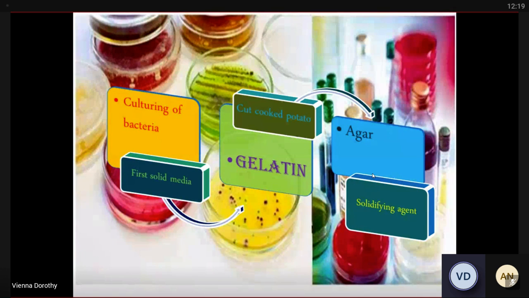Agar is a component prepared from seaweeds, and it does not have any nutritional factor, and it remains solid up to 50 degrees centigrade. So happily, even at room temperature it still remains solid, and no organisms can utilize agar. That is why agar is still used as a solidifying agent. Around 2% of agar is used. Is that clear, students?